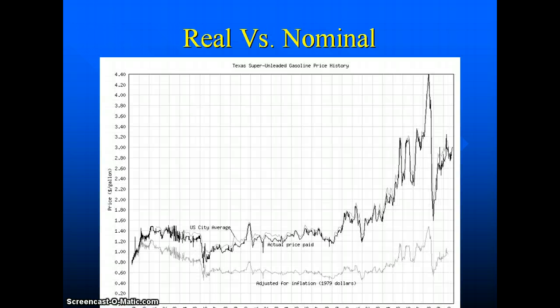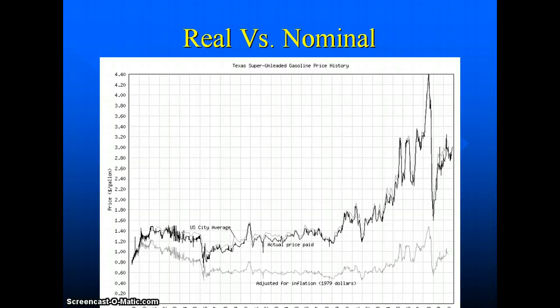Okay. Now the terms we learned in last lesson, real versus nominal. I want to go out and show you how we calculate those things. And as you guys can see here, this is an example happens to be of gasoline prices over the last 30 years or so. But you can see why it's really important to understand the difference between real and nominal prices. The top line are nominal prices. And remember what nominal means.